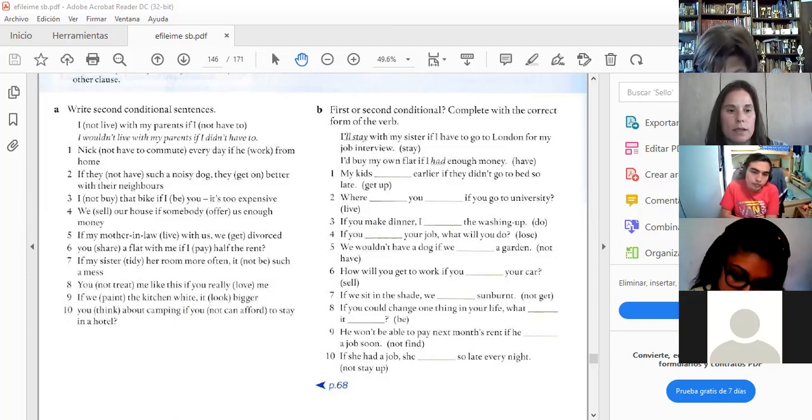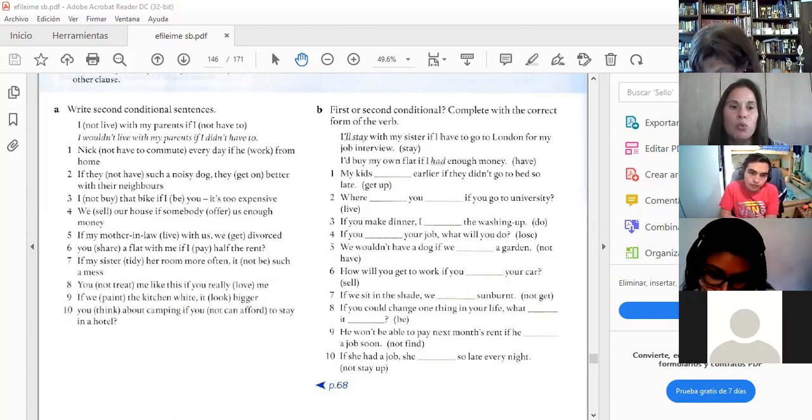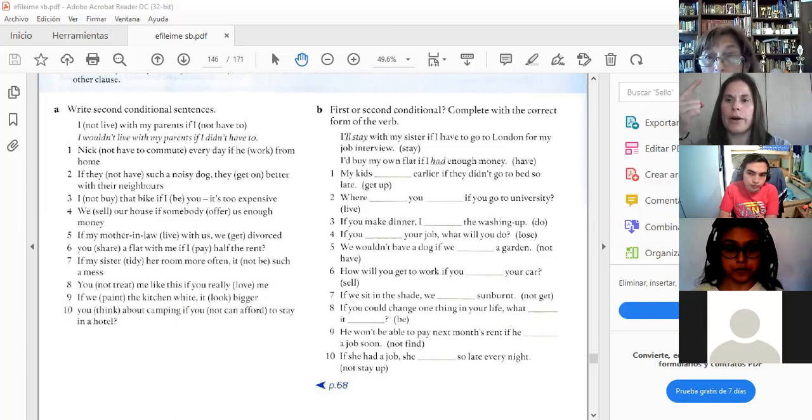If we painted the kitchen white, it would look bigger. Excellent, very good. One more, Marta, number 10.